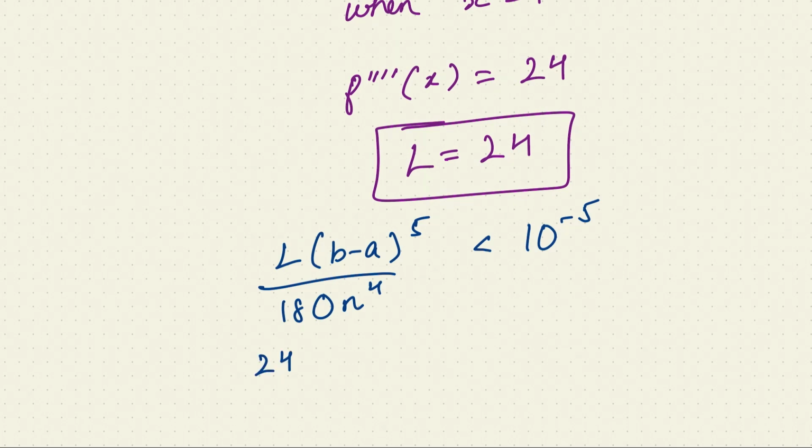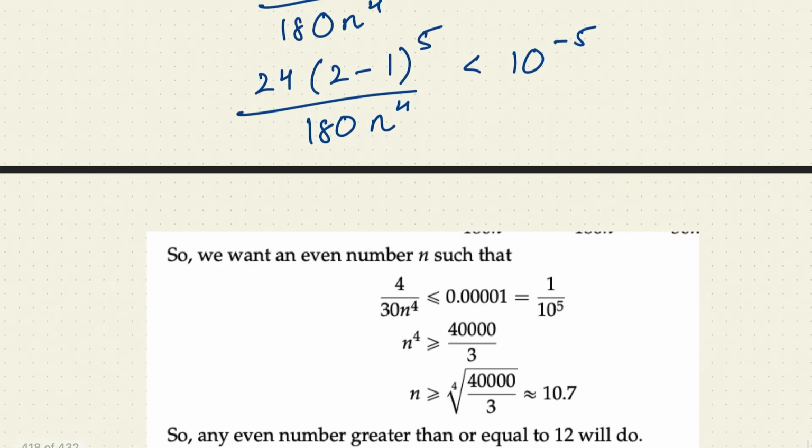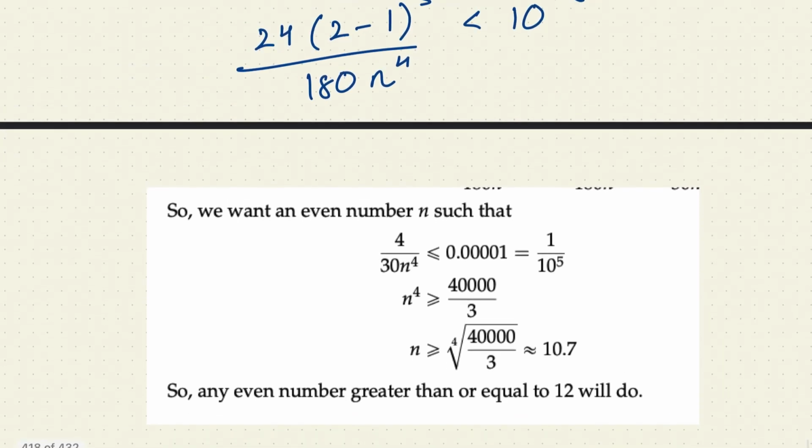When you plug in all the values, in this case L is 24, b is 2, a is 1, which we already calculated before. This is 180 and n is what we are calculating, and this should be less than 10 raised to the power minus 5. Now if you proceed on calculating this inequality, it will be simplified to this expression over here, which should be less than 10 to the power minus 5. And then if you calculate your n by solving this inequality, you'll get n to be greater than or equal to 10.7 in this case.